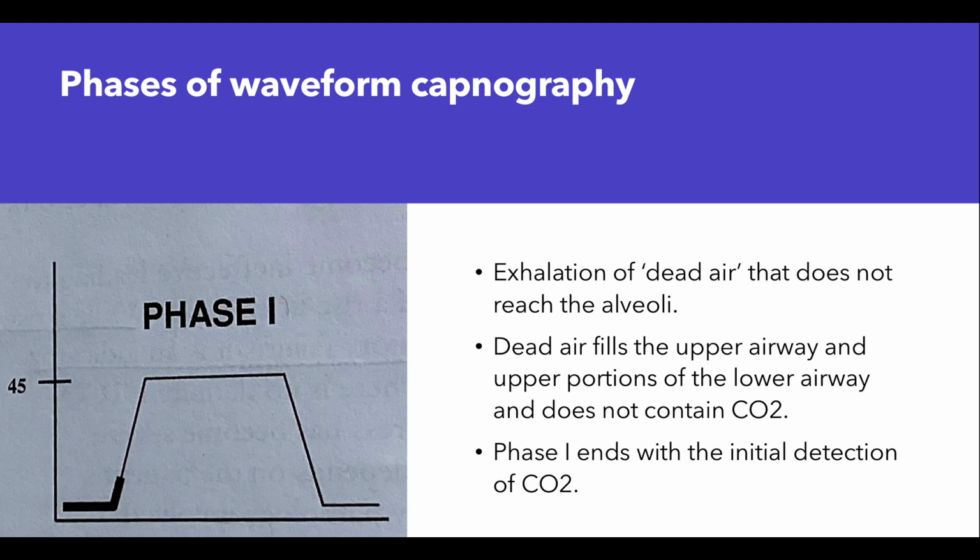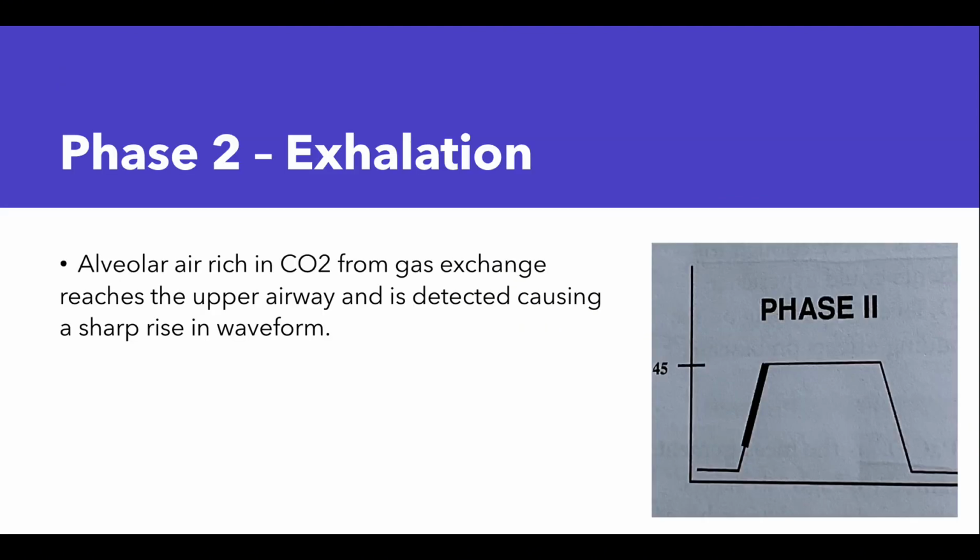All right, so we're quickly going to review the phases of waveform capnography. Phase 1 is the exhalation of dead air that does not reach the alveoli. Dead air fills the upper airway and upper portions of the lower airway and does not contain CO2. Phase 1 ends with the initial detection of CO2. Phase 2 is exhalation. Alveolar air rich in CO2 from gas exchange reaches the upper airway and is detected, causing a sharp rise in the waveform.